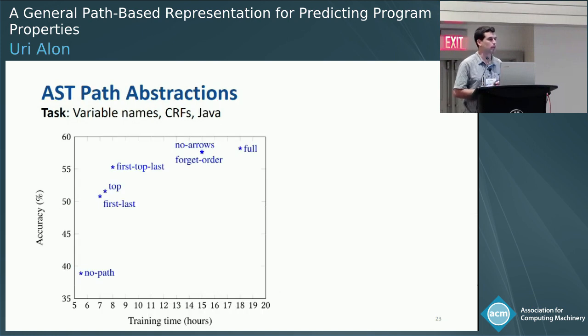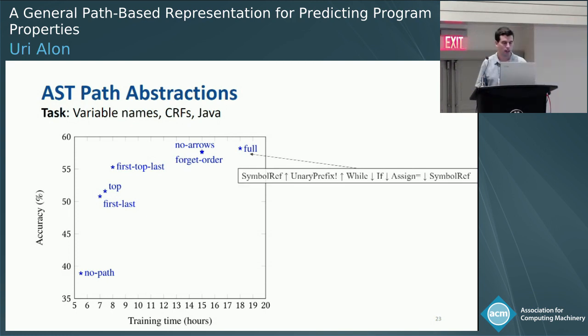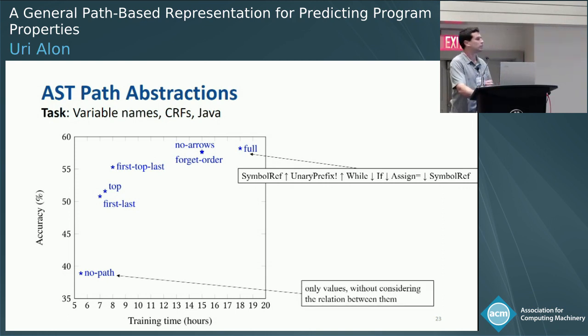Here are the results for the abstractions experiments. The vertical axis is, as before, the accuracy. The horizontal axis is the training time in hours. Each point here represents a different experiment in which the same model was trained on the same data, but with a different abstraction of its input. The full point here represents the full representation with the whole sequence of nodes and the up and down arrows. No path represents using a single constant symbol for all of the paths. And in between them are the different abstractions.